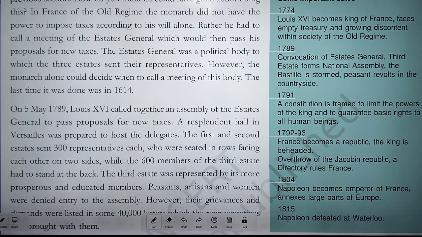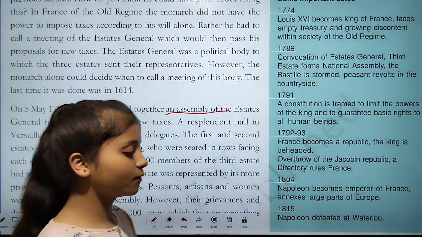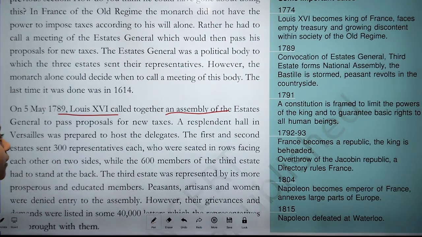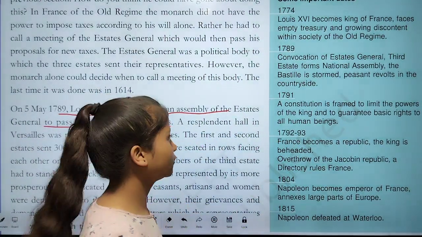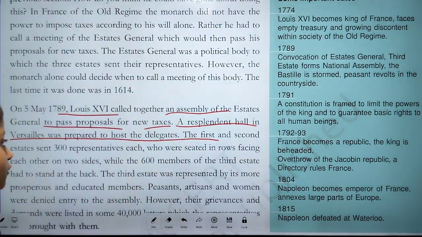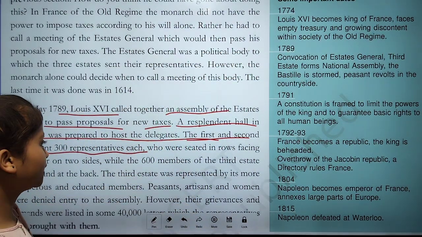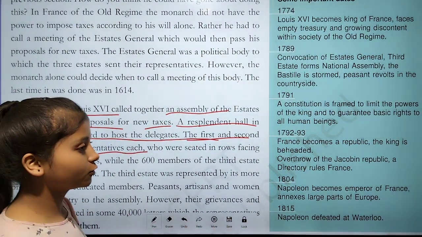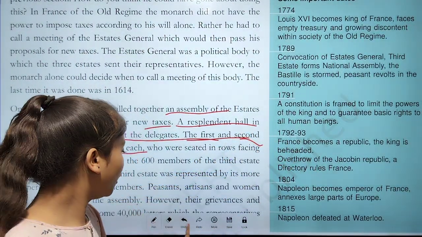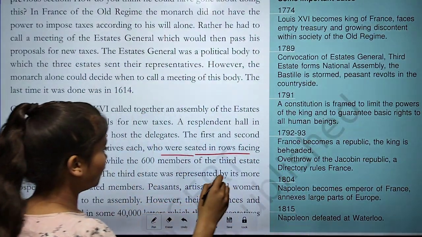Now on 5 May 1789, Louis XVI called together an assembly of the States General to pass proposals for new taxes. A prevalent hall in Versailles was prepared to host the delegates. The first and second estates each sent 300 representatives, who were seated in rows facing each other on two sides.